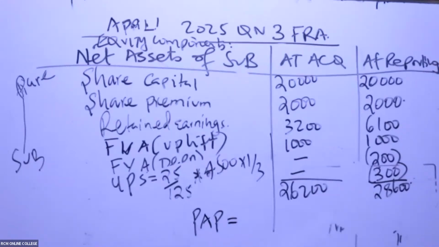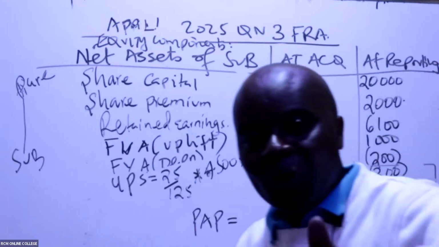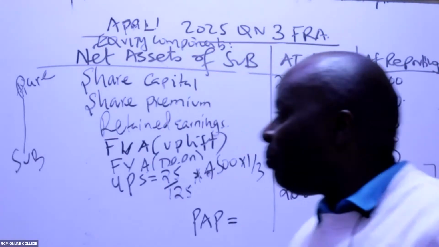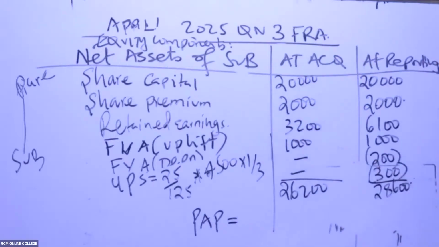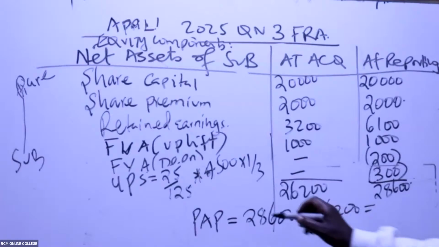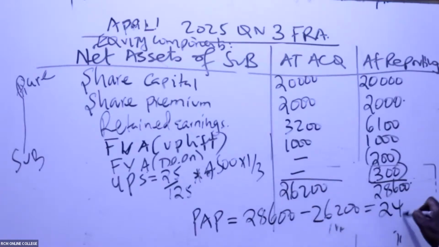Write this in full: post-acquisition profit. When your net assets grow with time, then you get what we call post-acquisition profit. So post-acquisition, we have gained profit. So it will be 28,600 minus 26,200, which gives me how much, ladies and gentlemen? The post-acquisition profit is 2,400.